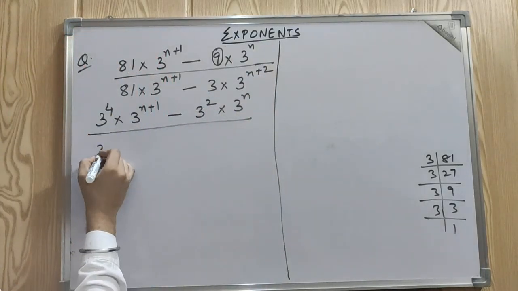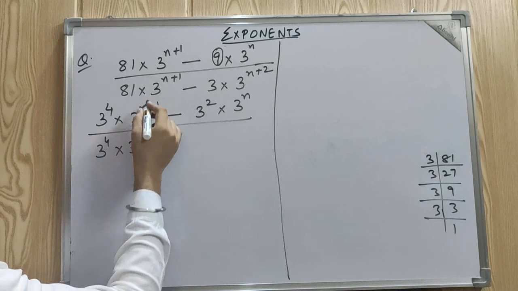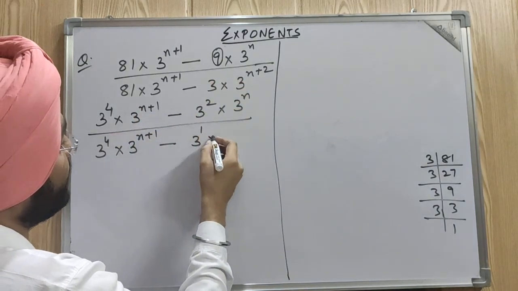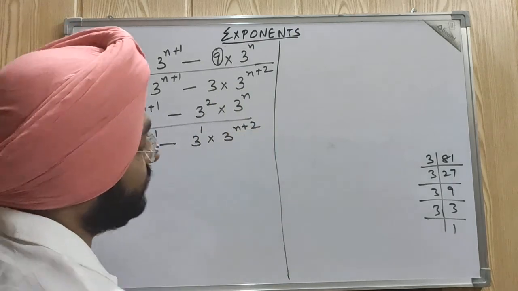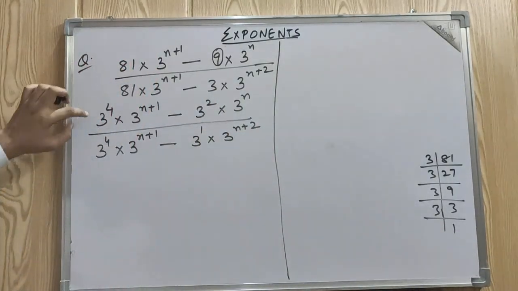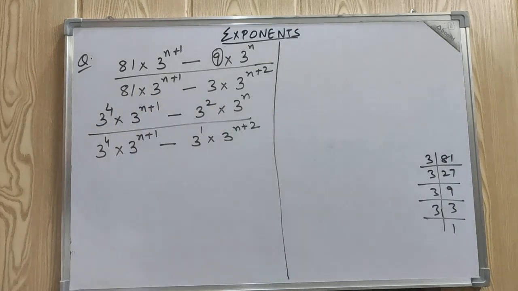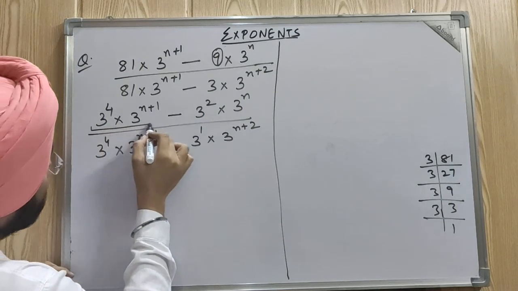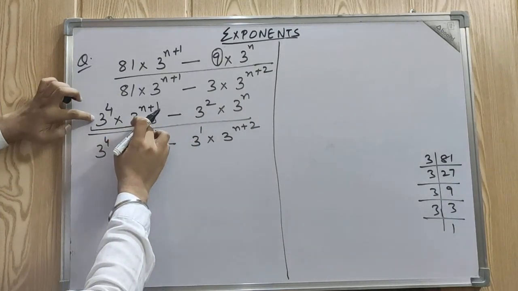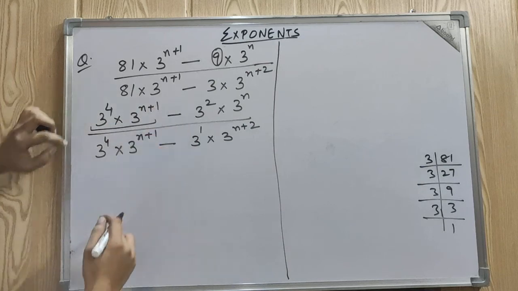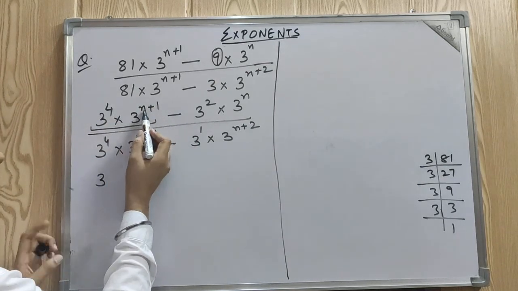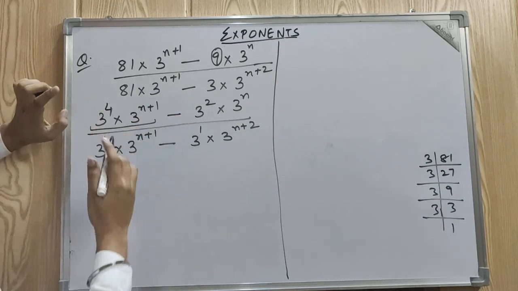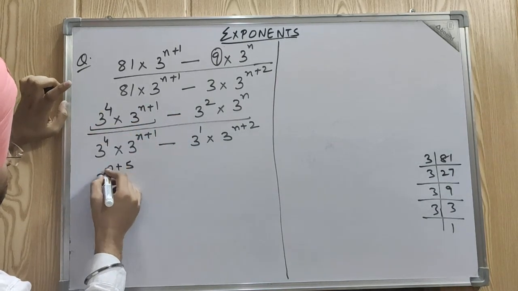Again 81, again I can write 3 to the 4. 3 raised to the power 4 into 3 raised to the power n plus 1 minus. Instead of this 3, can't I write 3 raised to the power 1? This is 1 and the same thing here. So on converting, now you are seeing all the powers of 3 are there. Now, see here, base same, multiplication, powers will be added. So on adding, I will be getting n plus 1 plus 4. This 4 plus 1 will become 5 and this n as it is. So can't I write 3 raised to the power n plus 5 here?